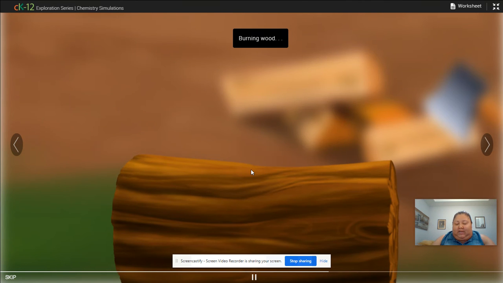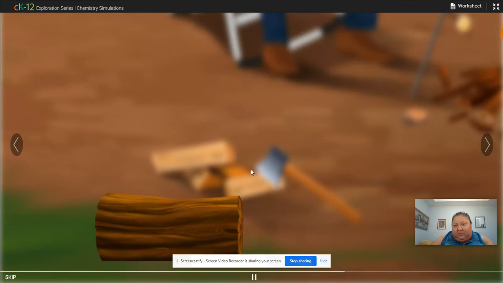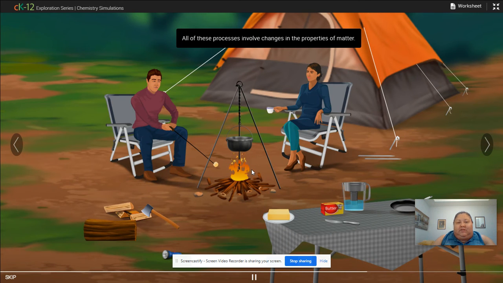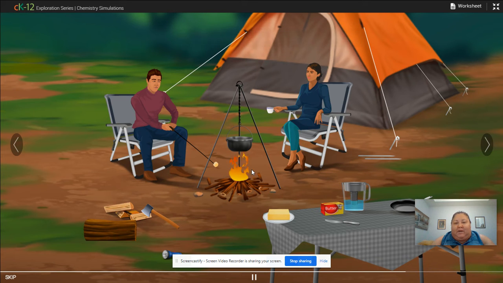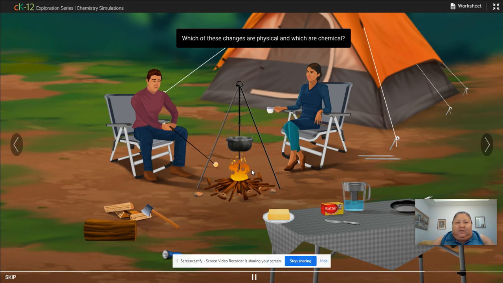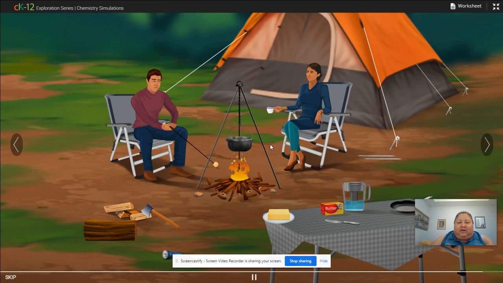Burning wood. Okay, so these are some of the ones we're gonna discuss, but we're gonna go into more detail. All of these processes involve changes in the properties of matter. Which of these changes are considered physical? Which are chemical? All right, let's see.